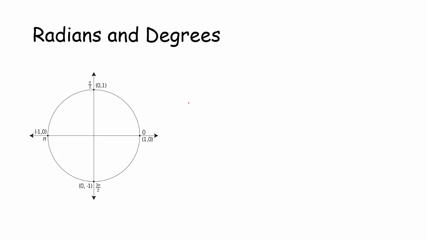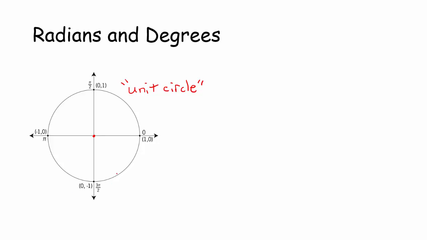Well, today we want to talk about another unit that we could use to measure angles, and that unit is the radian. So let's talk about what a radian is. Here we have the unit circle. The unit circle is a circle that is centered at the origin, where the center is 0, 0 right there, and the radius of the circle is 1 unit.